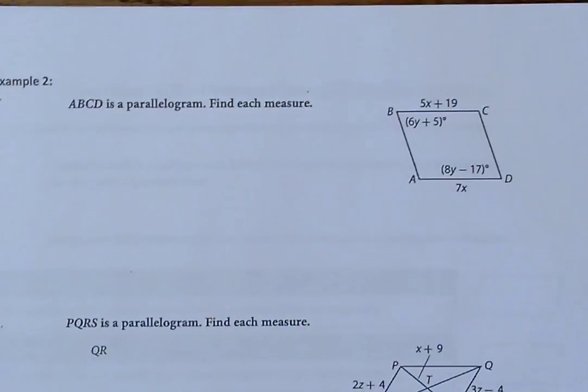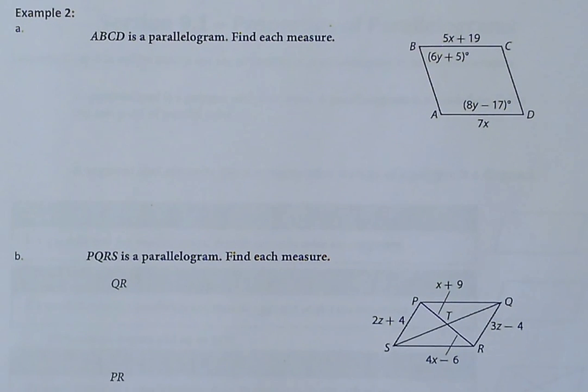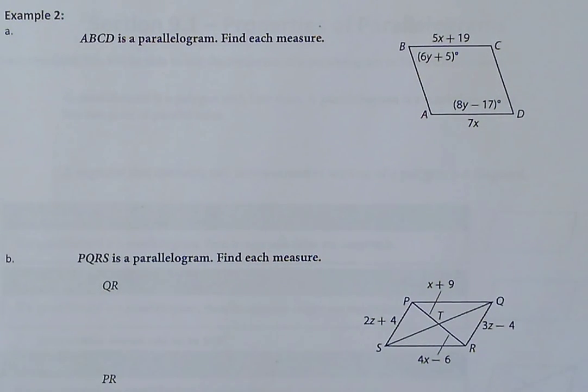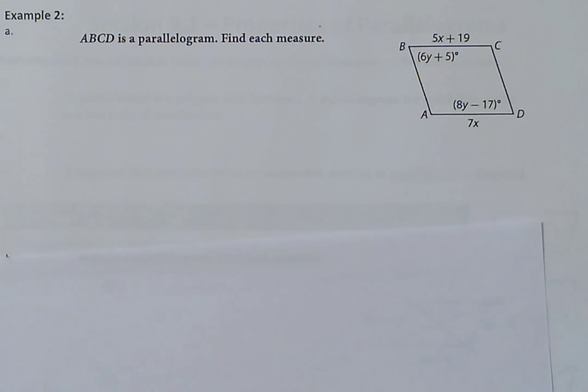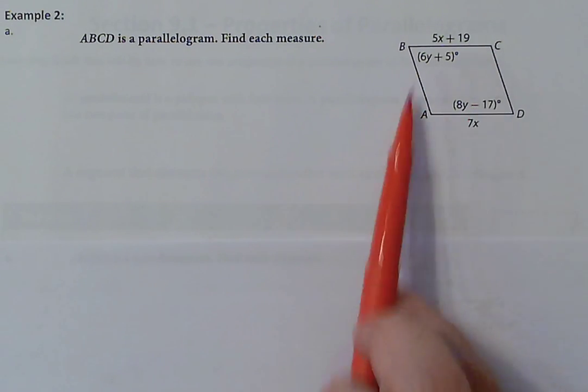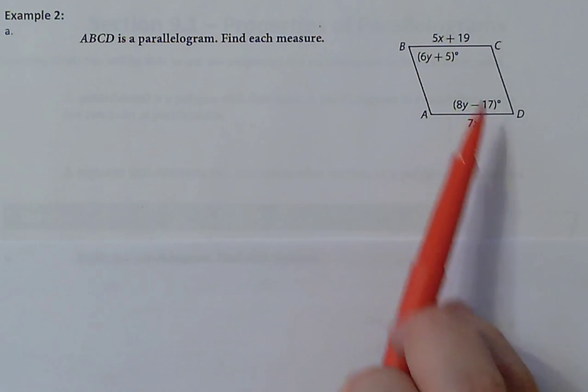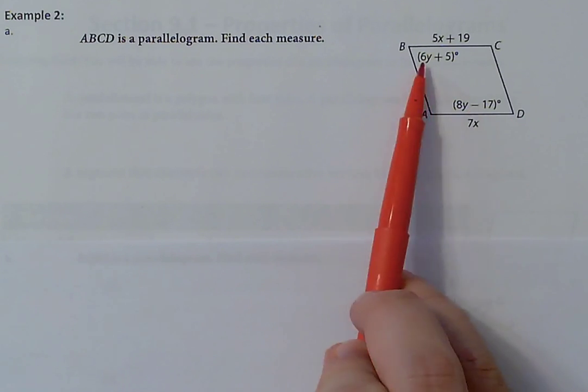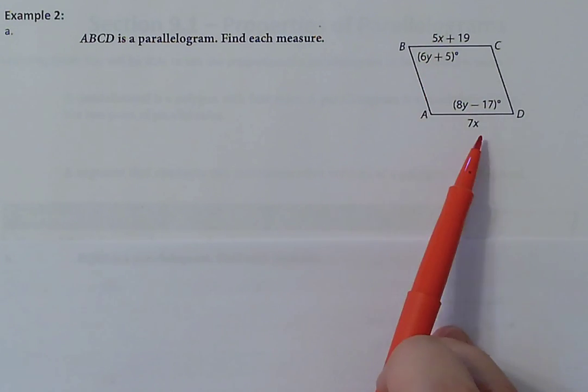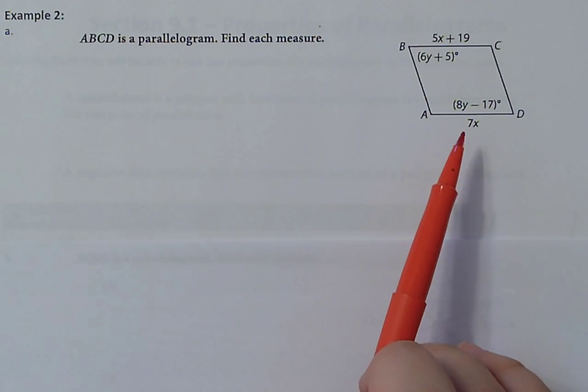Now, the next page is all about example 2, and we're going to up the ante and add in x or y into the problem. For example 2, part A, says ABCD is a parallelogram, and they want us to find each measure. If we look at our parallelogram, ABCD, we have y for both of these angles, and we have x involved for both of these side lengths.